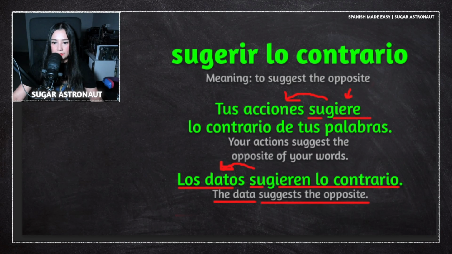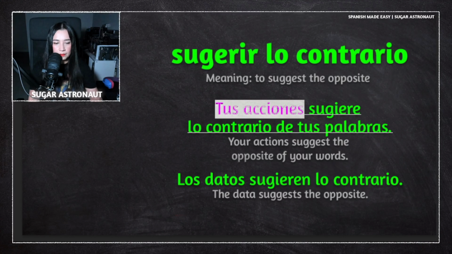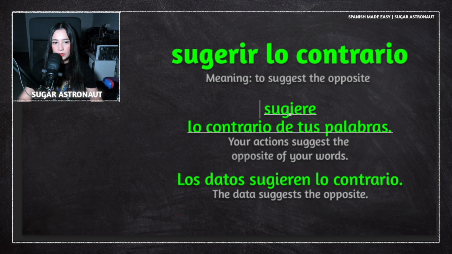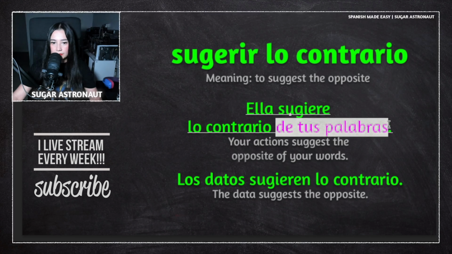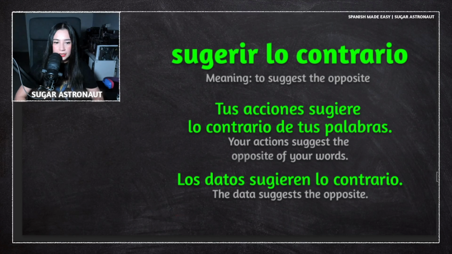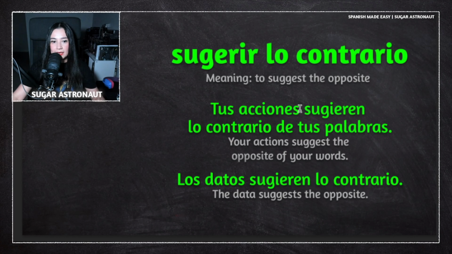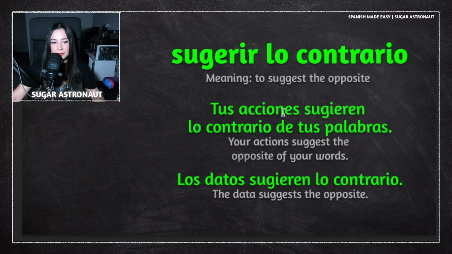Let me see if I can add a singular noun. We can just use something simple. Let's just put ella. Ella sugiere lo contrario. She suggests the opposite. Technically that's what you're saying. But when talking about plural nouns, you can use sugieren. By the way, ella is not a noun, I'm sorry, ella is a pronoun, but you know what I mean. These can be replaced with singular nouns or even pronouns, pretty much just nouns and pronouns.